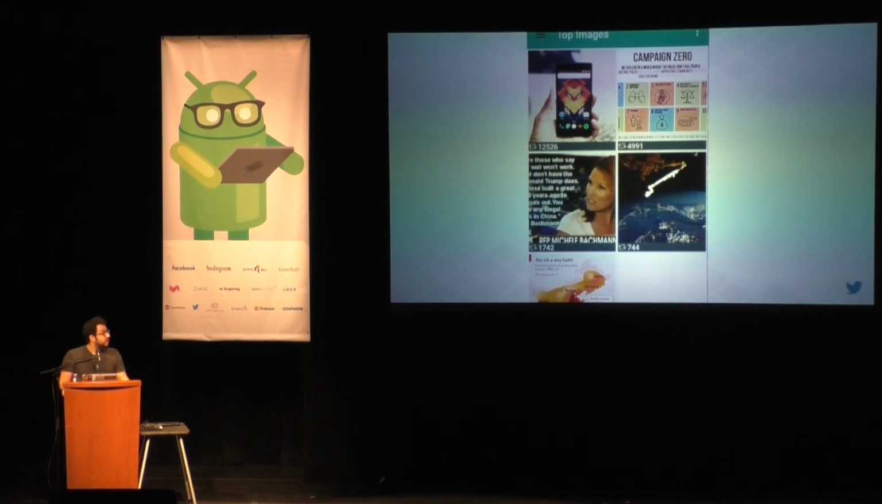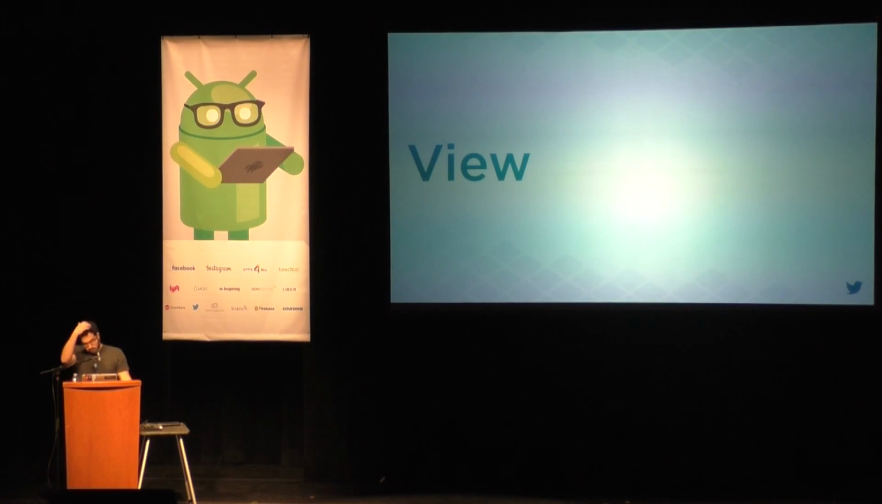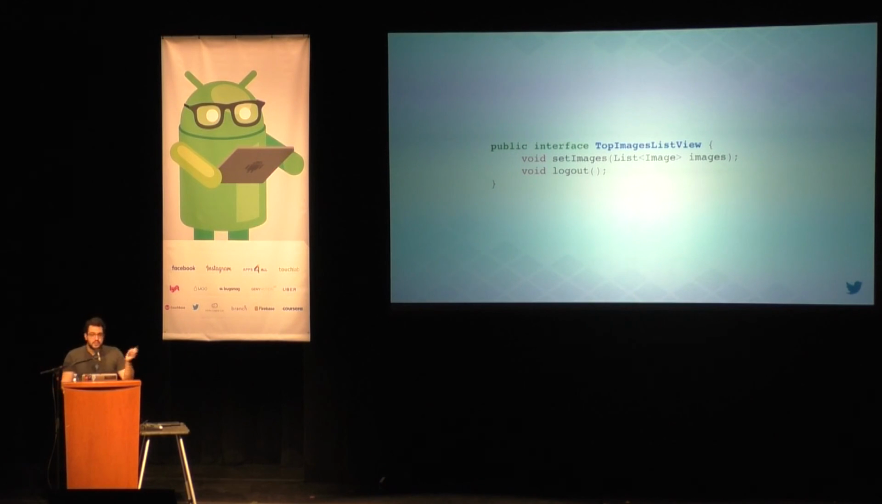So in this case, for this activity, the top images, what would the MVP look like? Well, the view, in this case, I'm adding interfaces. You don't really need them. I'm just adding them because it's easy to see the API. So in this case, I only really need to set a list of images. Those images are just a pointer that holds the data that I really want to show on the screen, which was the number of retweets, the URL, and some things like that.